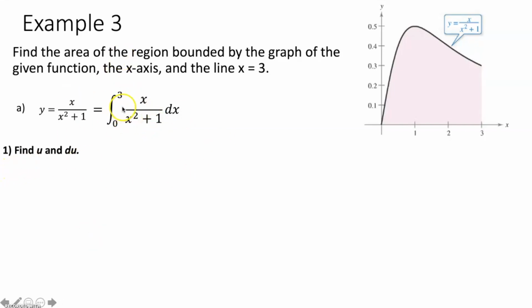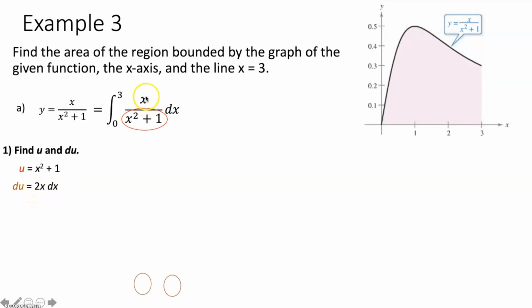So we're going to set u equal to whichever function, if I were to take the derivative of it, would give me the other function. So I'm going to set u equal to x squared plus 1. The reason is because if I take the derivative of this with respect to x, derivative of u with respect to x is du dx. The derivative of x squared is going to be 2x to the first. Derivative of 1 is going to be 0. Multiply both sides by dx, I get du is equal to 2x dx.